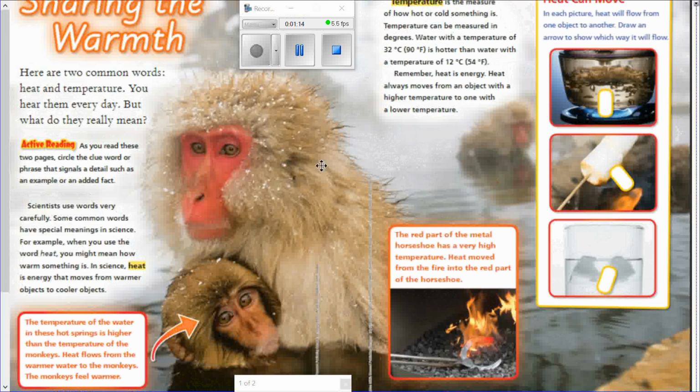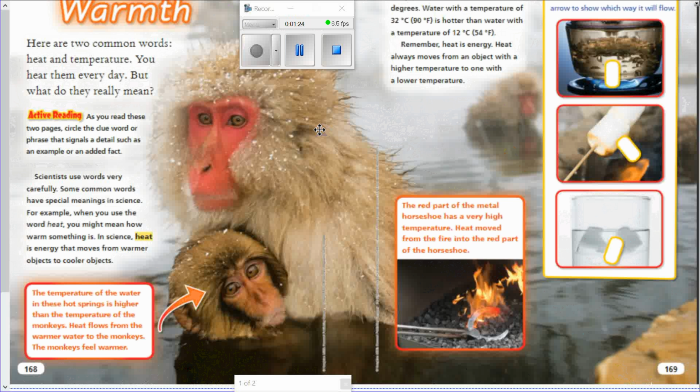Here are 2 common words, heat and temperature. You hear them every day, but what do they really mean? Scientists use the words very carefully. Some common words have special meanings in science. For example, when you use the word heat, you might mean how warm something is.